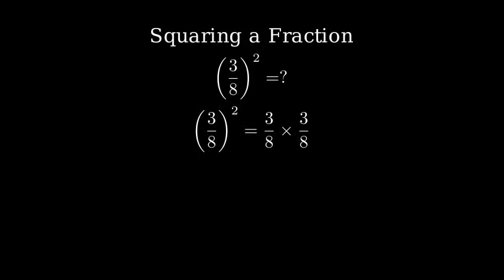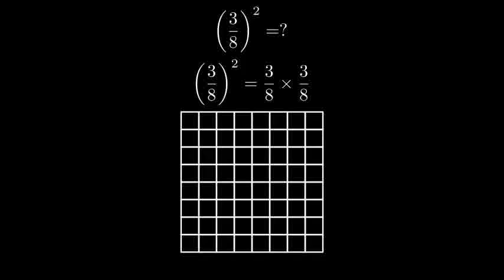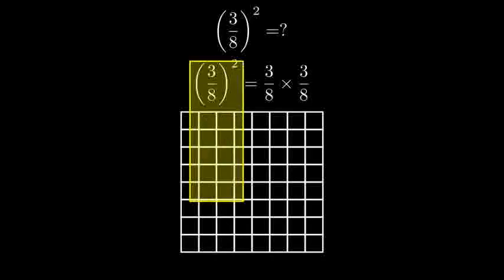Let's visualize this with a diagram. Here's a grid representing one whole unit divided into 8 by 8 squares. 3/8 of this width multiplied by 3/8 of this height will give us our answer.